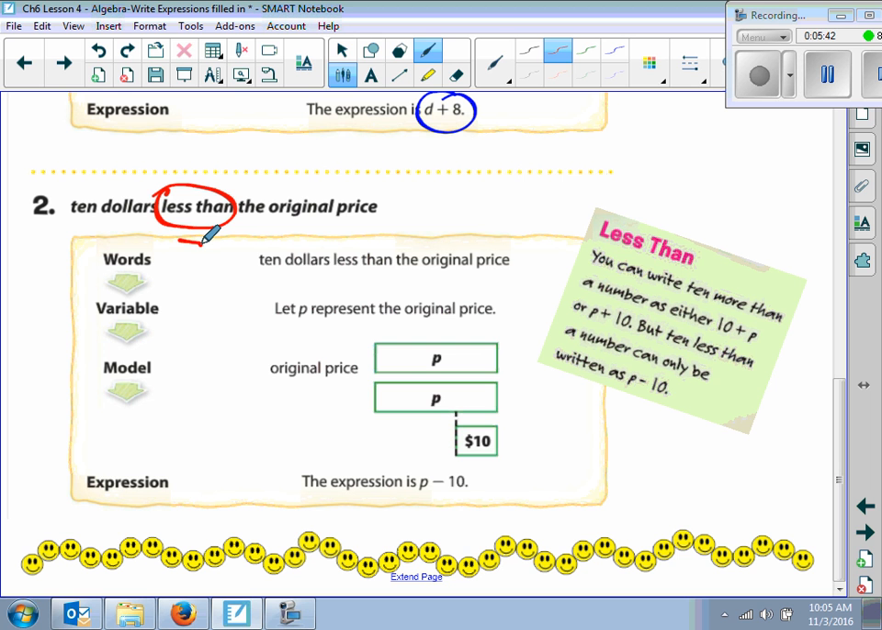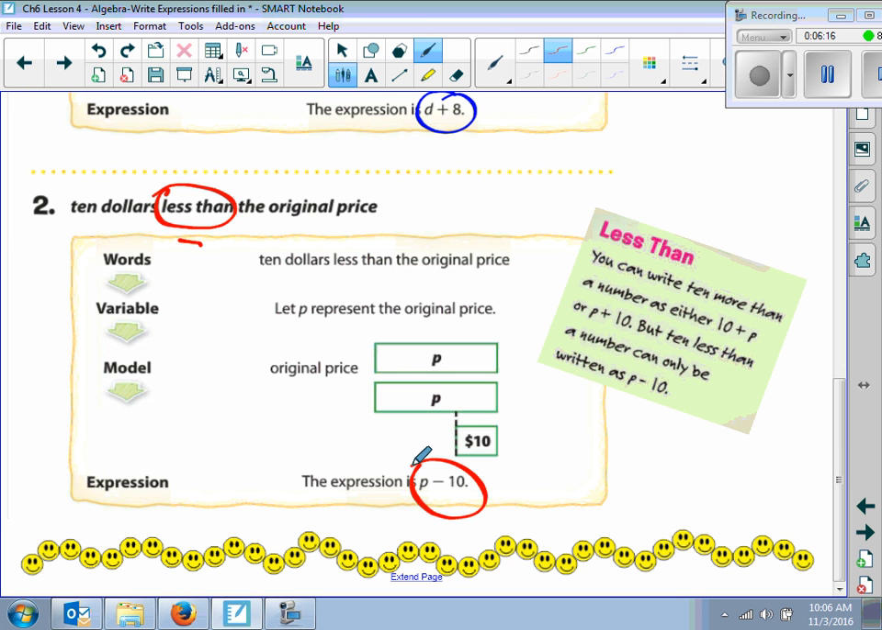Now, when we put it in a model, P is the original price. If we're taking $10 less, we're chopping it out, we're cutting it out. So here, we're going to take this part out. Got it? If we're taking that out, we're subtracting. So the way we write $10 less than the original price is P minus 10.